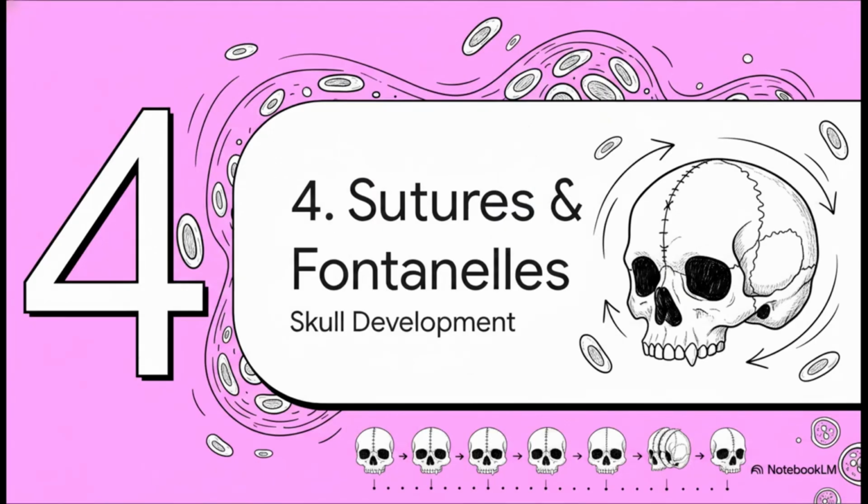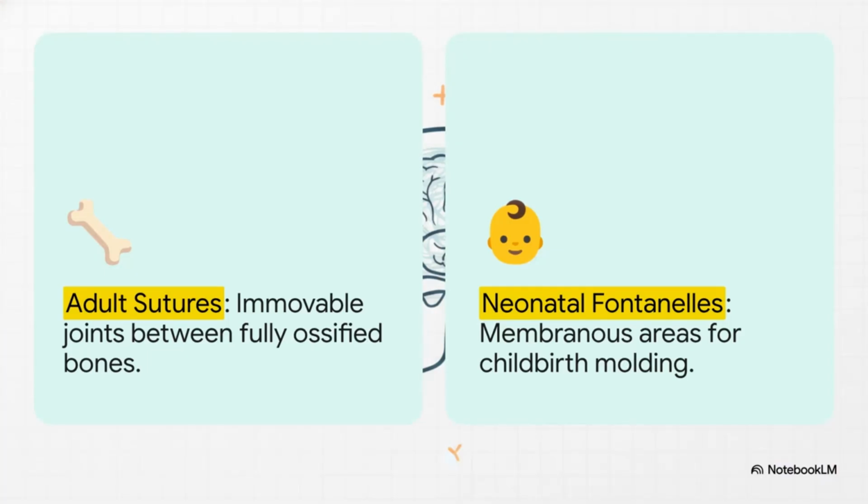Section 4, cranial sutures and fontanelles. Let's talk development, because the skull changes a lot from birth. Here we're comparing adult sutures with neonatal fontanelles. On the adult side, you have these rigid, completely immovable joints between fully ossified bones.